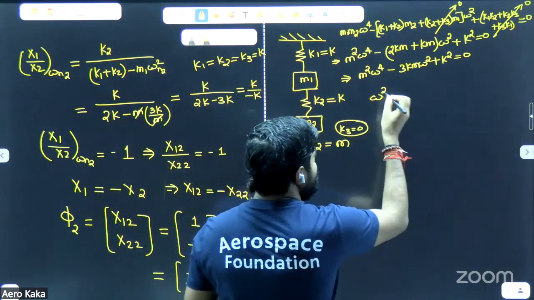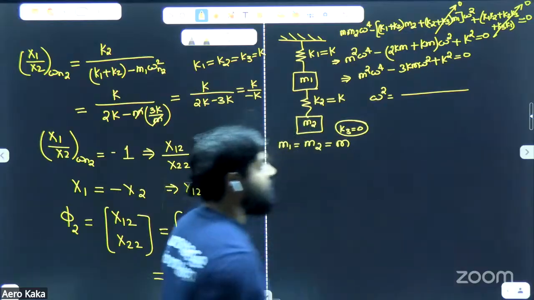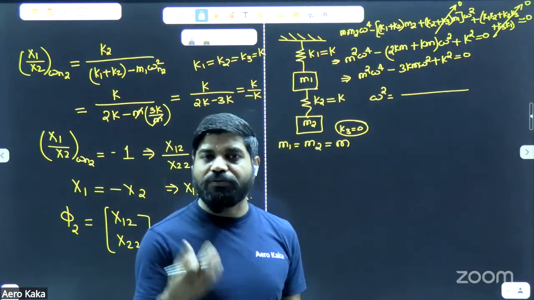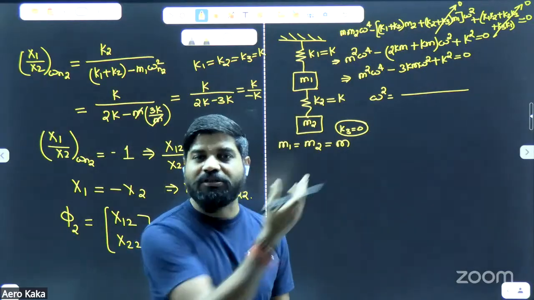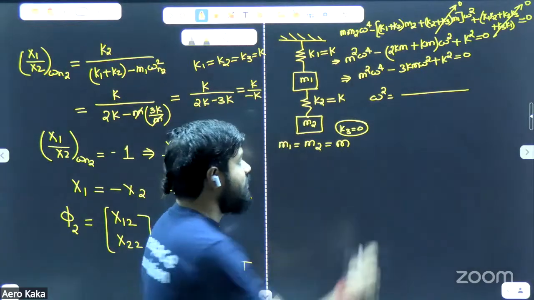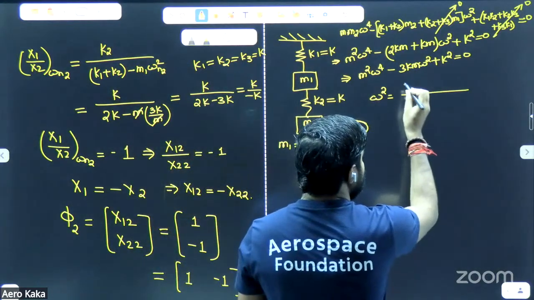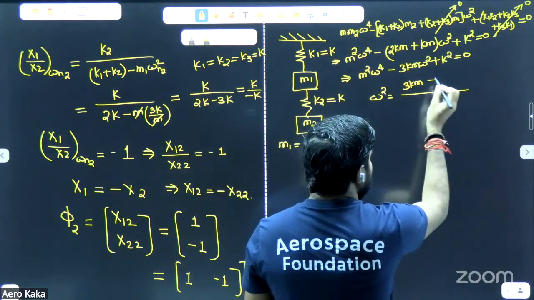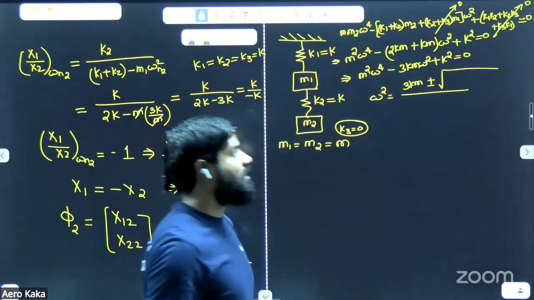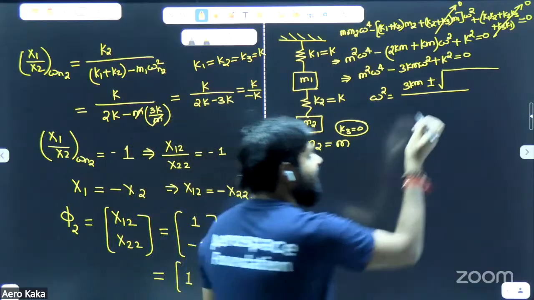You can write omega square is going to be, apply the formula: minus b plus minus root of b square minus 4ac upon 2a. Even a 7th class student can solve these kinds of problems. So in this case, minus b is going to be 3Km plus minus root of b square. So b square is going to be how much? 3Km whole square becomes 9K square M square.